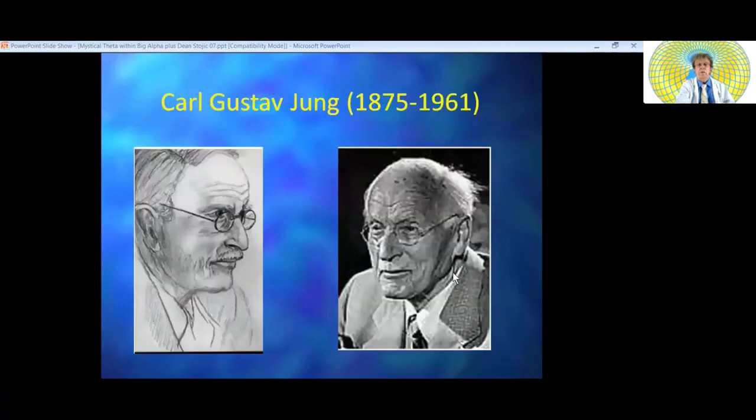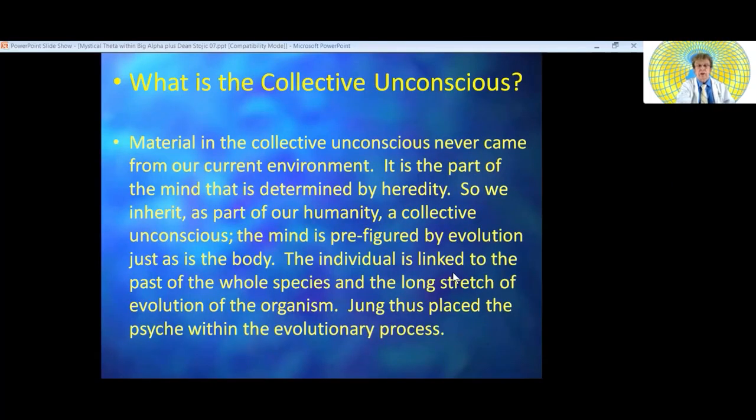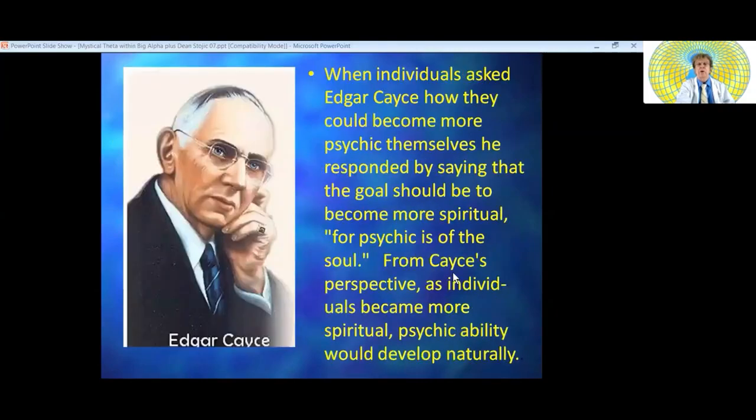Carl Gustav Jung, with his concept of the collective unconscious. In Jung's view, material in the collective unconscious never came from our current environment. It's not part of our learning. It is a part of the mind that is determined by heredity in Jung's view. So he said, we inherit as part of our humanity a collective unconscious. The mind is prefigured by evolution just as the body is. The individual is linked to the past of the entire species and the long stretch of evolution of the organism. Jung thus placed the psyche within the evolutionary process.